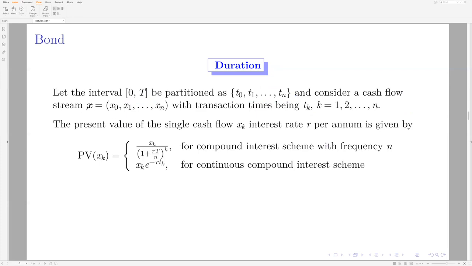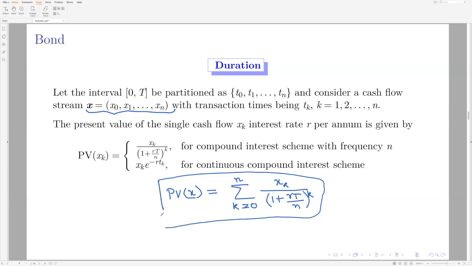If you recall, once you are given the cash flow stream, you can talk about the present value of the cash flow stream. So the present value of the cash flow stream, if you recall, is the sum over k equal to 0 to n of x_k divided by (1 plus r/n) to the power of k, right? So this is what we know from our previous class, how the present value of a cash flow stream is defined. Now, given each x_k, that is each entry in the cash flow, how to write the present value of that single cash flow is just an easy consequence of the general formula.